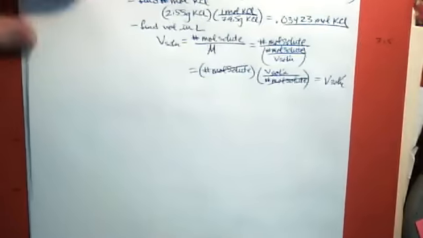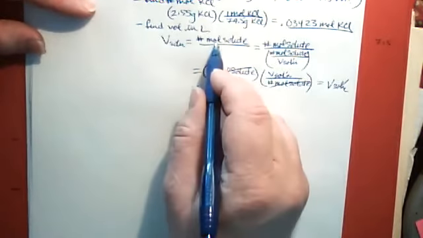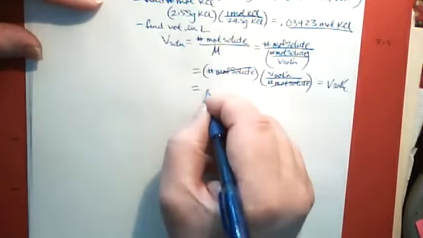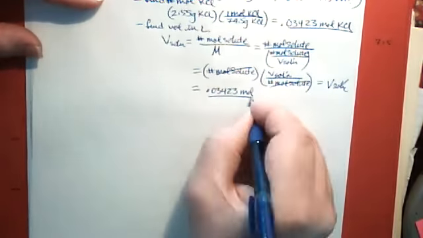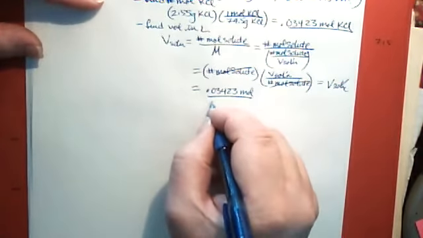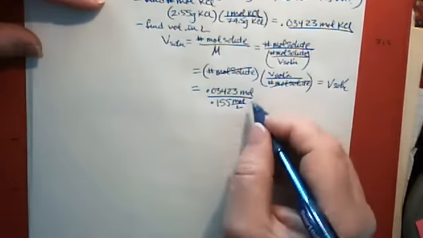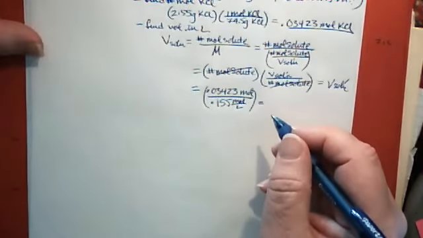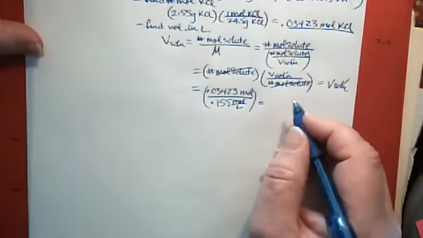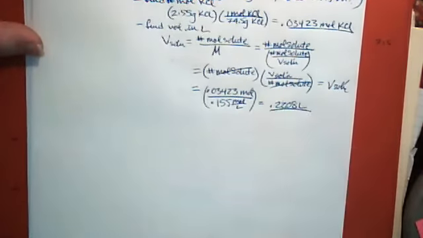So it does work. Now, to actually put the numbers in, number of moles of solute was 0.03423 moles, and the molarity is 0.155 moles per liter. That's what molarity means, of course. And when you divide that out, we get 0.2208 liters.